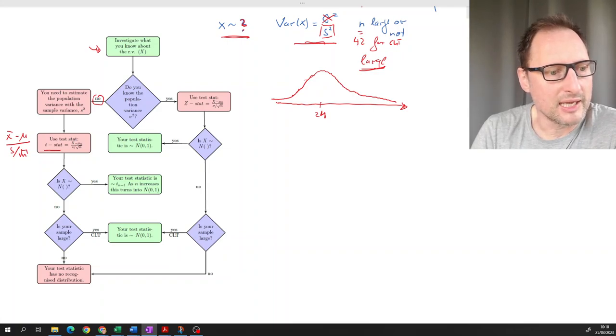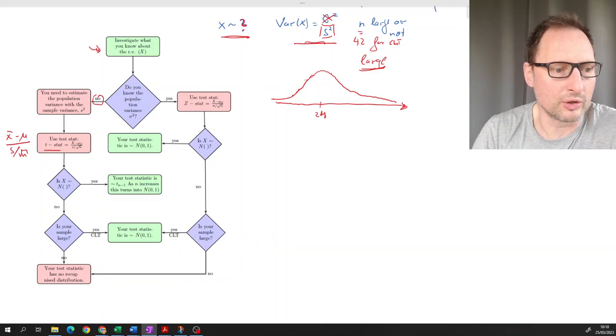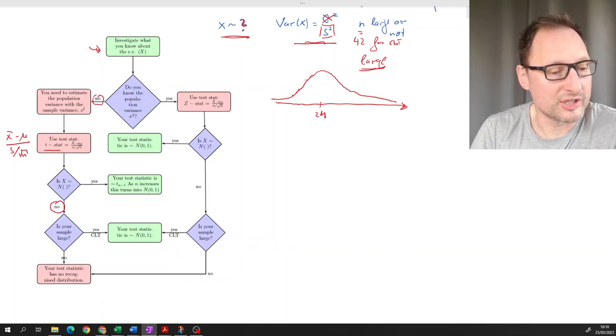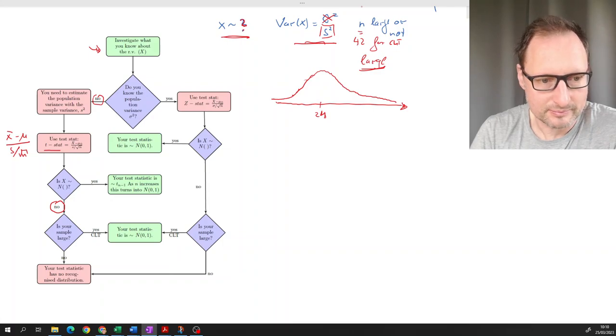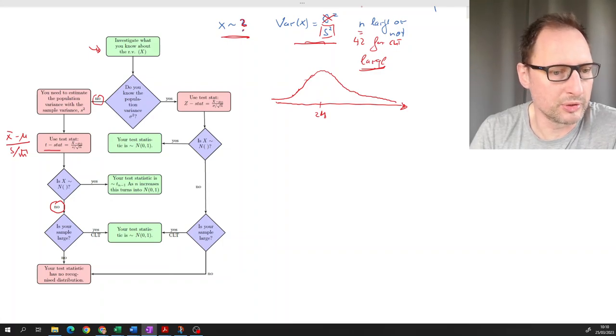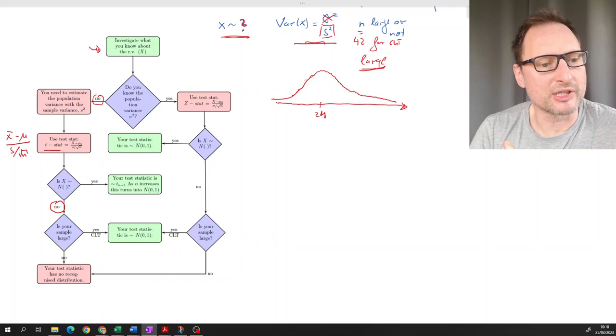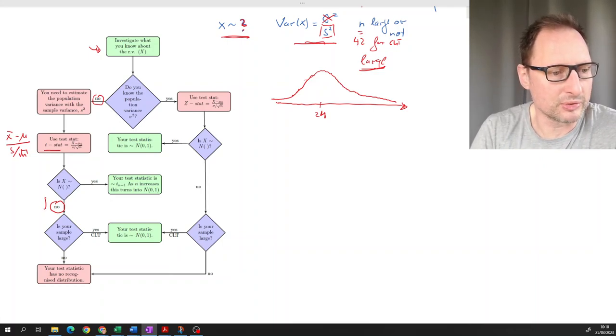Next question, is X normally distributed, yes or no? We don't know, so we have to decide no. If we said yes, then we would know that our test statistic would be T distributed. Okay, which of course the T distribution, the larger the sample size, the closer it gets to the standard normal. But we decided no, so we go down here.